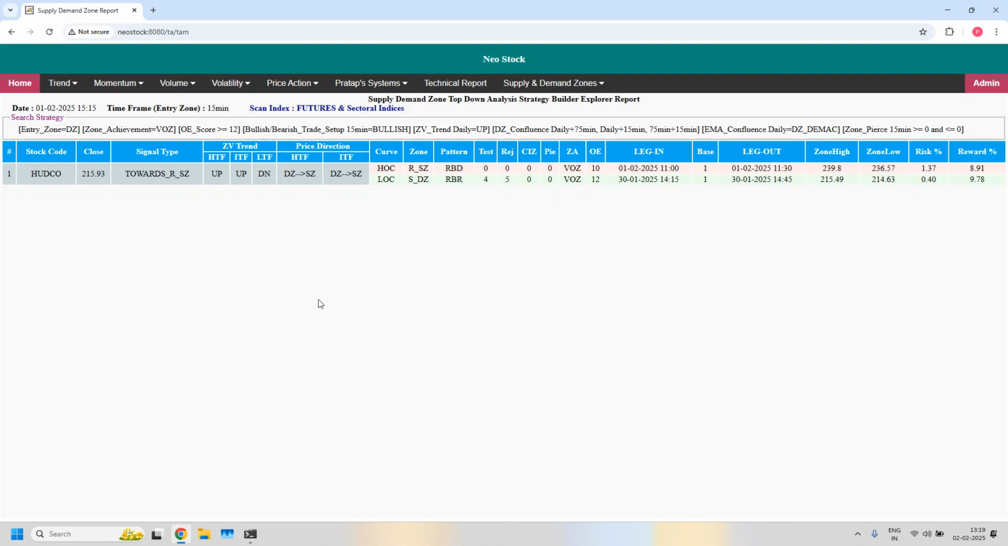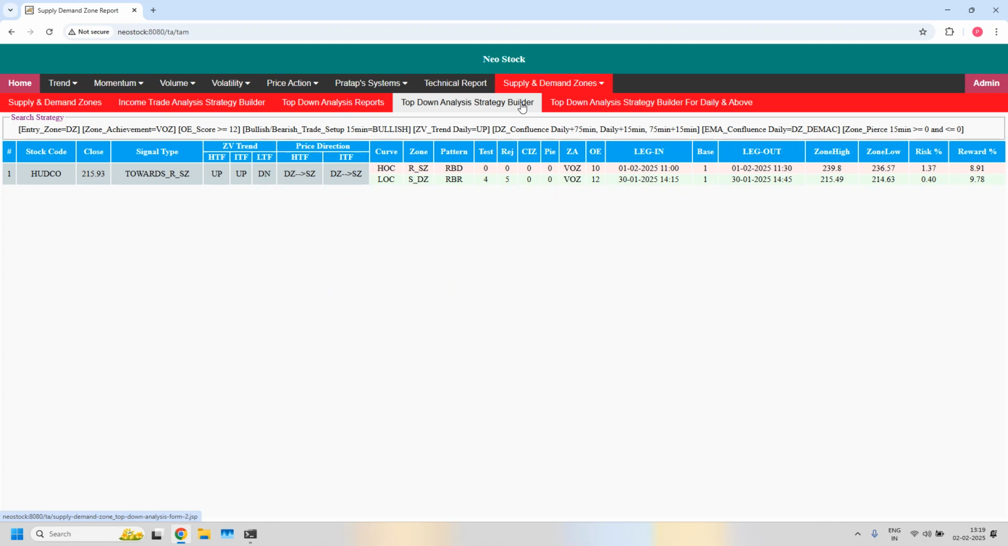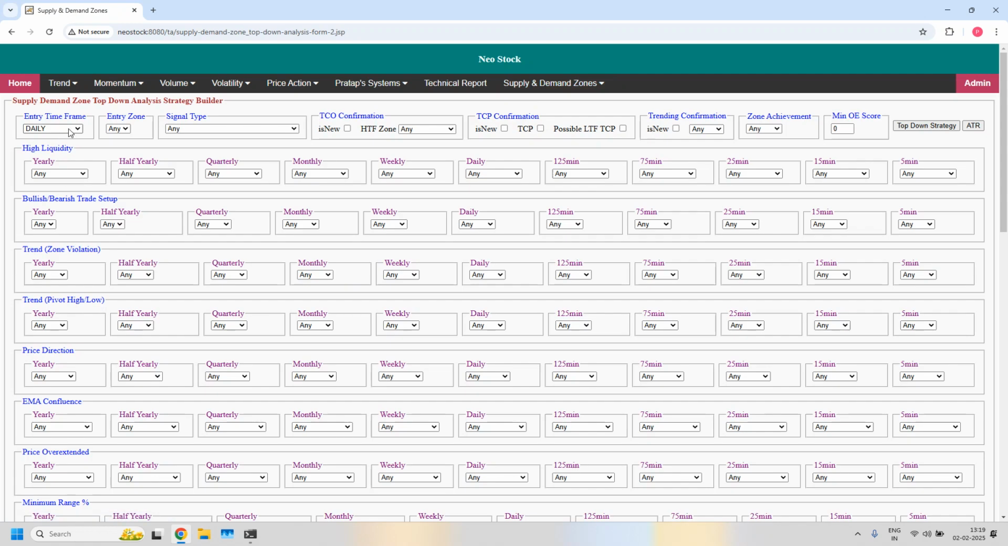Next, bearish trade setup for daily income trade. Entry time frame is 15 minutes. Entry zone is supply zone. In the bullish or bearish trade setup parameter at entry time frame 15 minutes, this time I am selecting bearish.